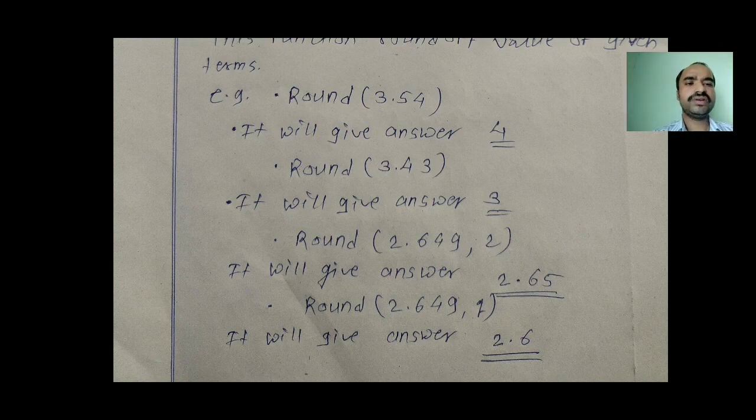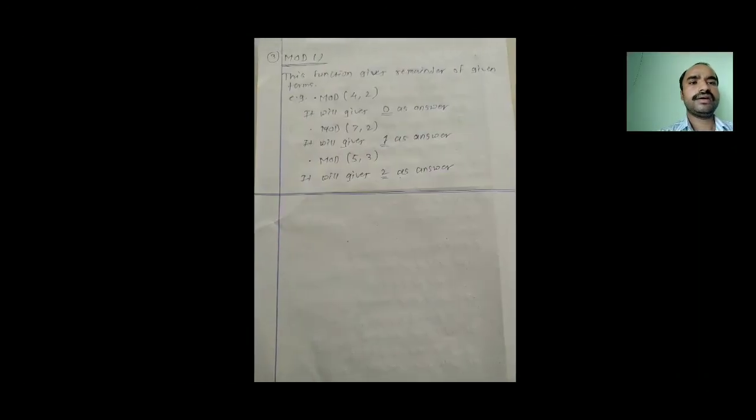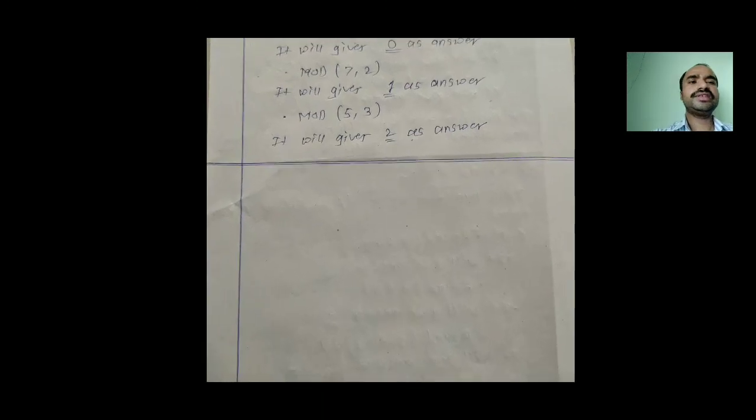Next one is ROUND(2.649, 1). 1 means now we want a single digit after the decimal. Before the 6 there is a 4, so now it will get converted into 2.6. Then the third function is there.